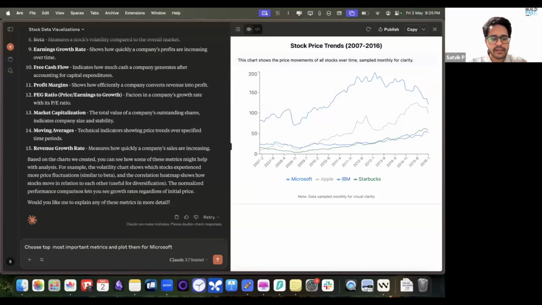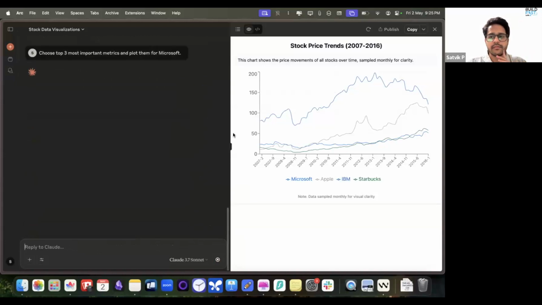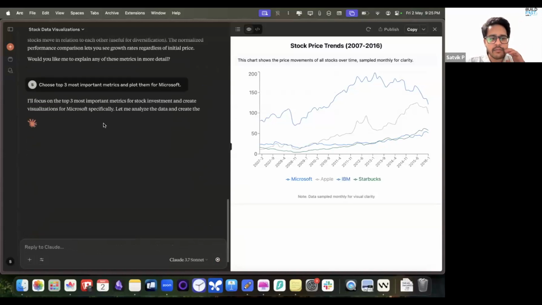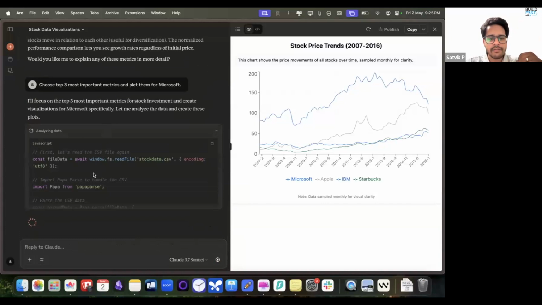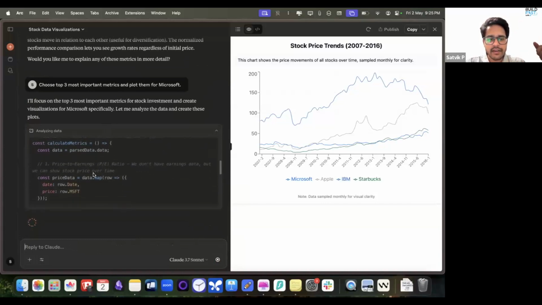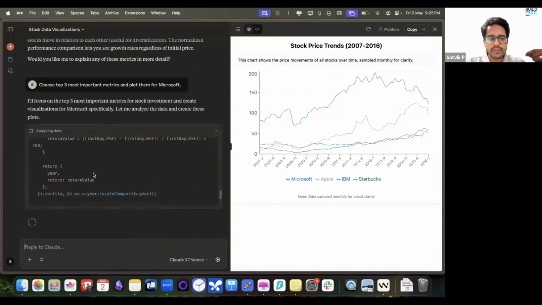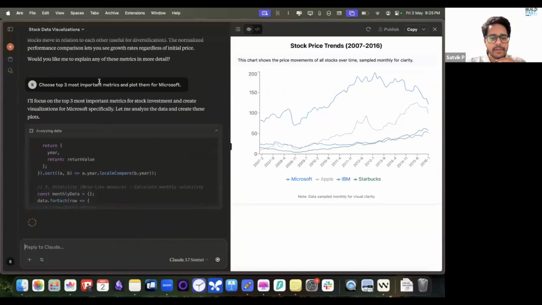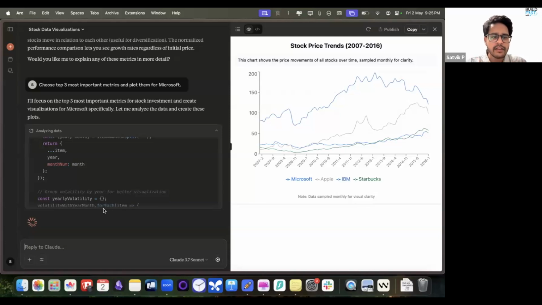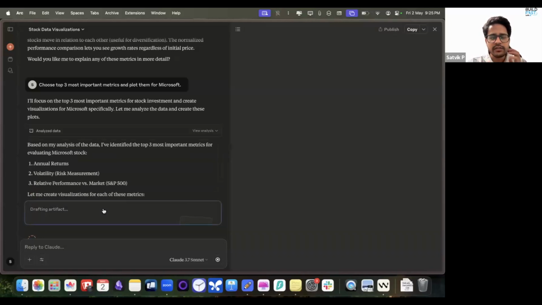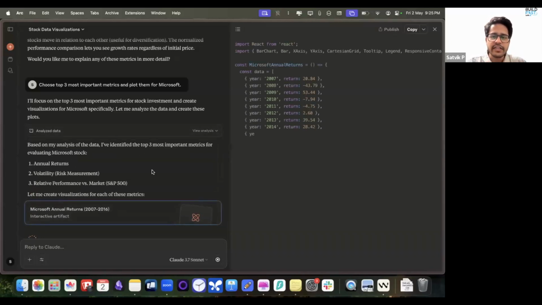I'm just asking, maybe let's say, the top three metrics and plot them for Microsoft. If I run this, this chatbot will be able to collect data from the internet, or maybe it will collect the latest data as we speak, and then it will show us the data in the form of graphs so that we can take a better decision. And this is not just a tool for visualization; it's also a very great tool for learning. If you are just entering the investment world and you want to know more, you can use this tool to learn more and also experiment at the same time.